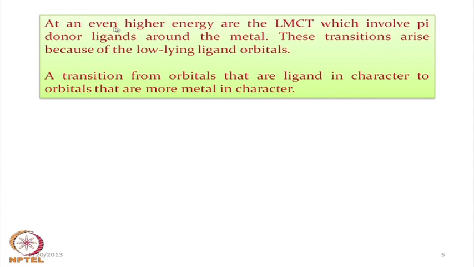So, at an even higher energy are the LMCT which involve pi donor ligands. Just now we have seen about the pi acceptor, but if we can have the pi donor ligands around the metal, these transitions can also take place because of the low lying ligand orbitals. So, if we have low lying ligand orbitals like the sigma, we can also have the pi donor ligands which are of low energy compared to the metal d orbitals.